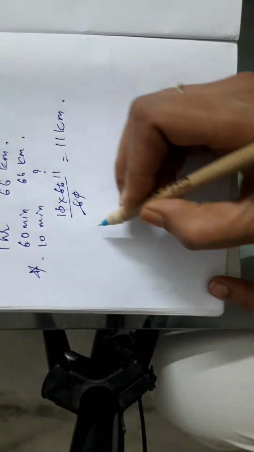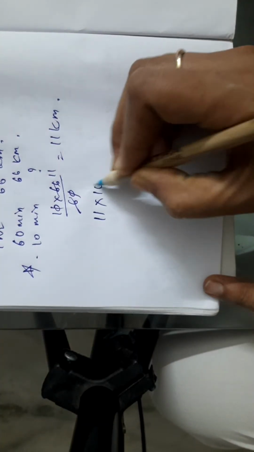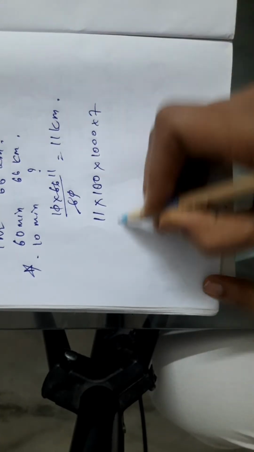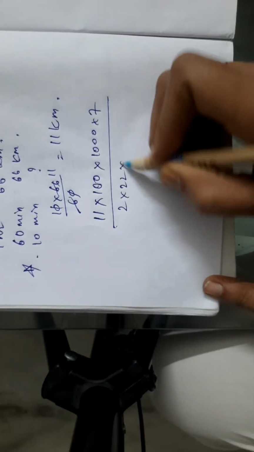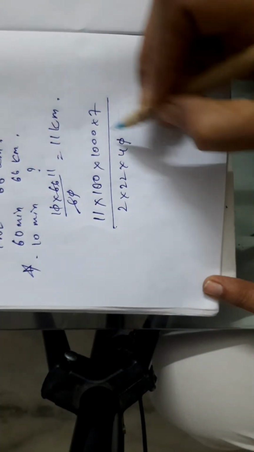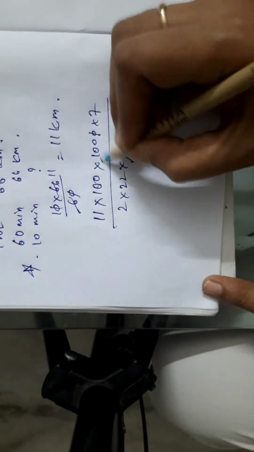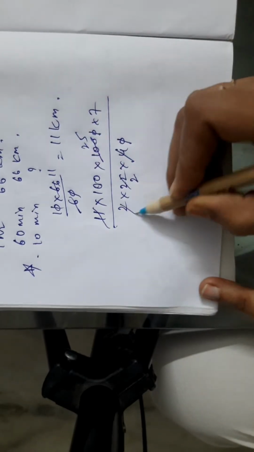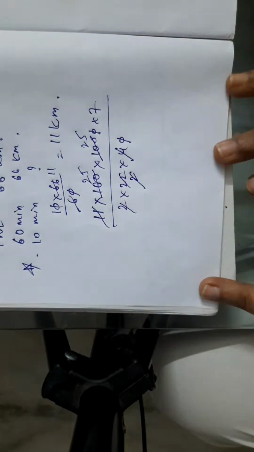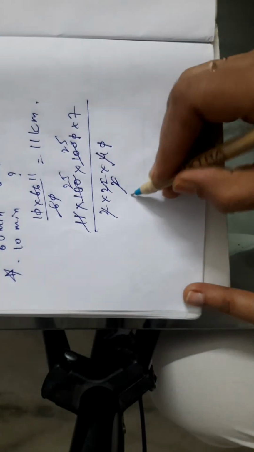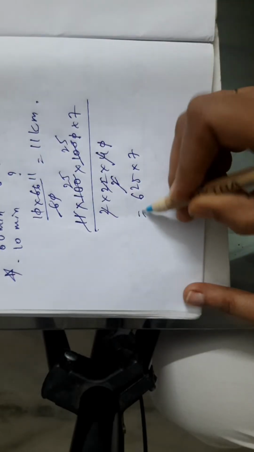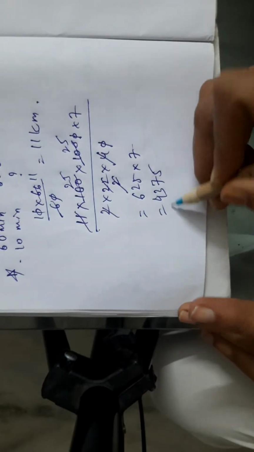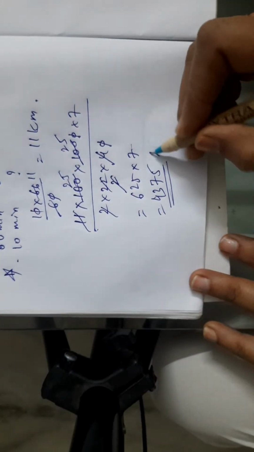Now how to do the calculation? 11, divide these zeros, 100 and 1000, so that will be a little simple to calculate. Zeros got cancelled. 4 25s are 100. 11 twos are 22. 2 twos are 4. 4 25s are 100. 25 25s are 625. Multiply by 7. It will make 4375 revolutions.